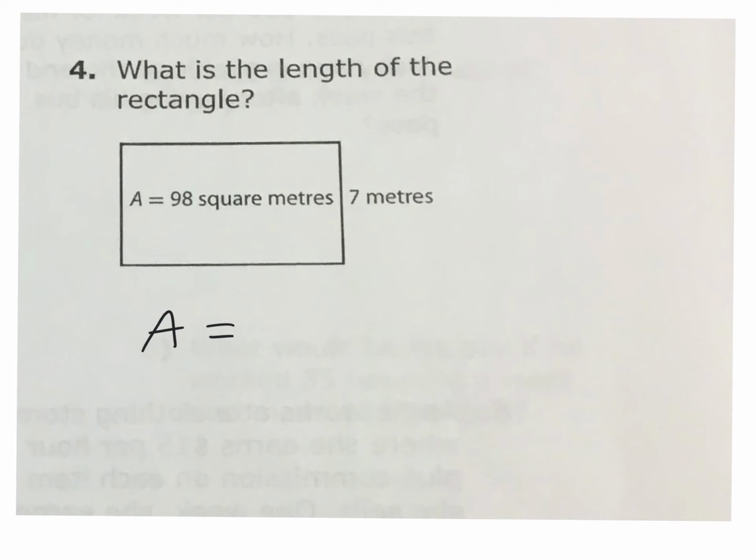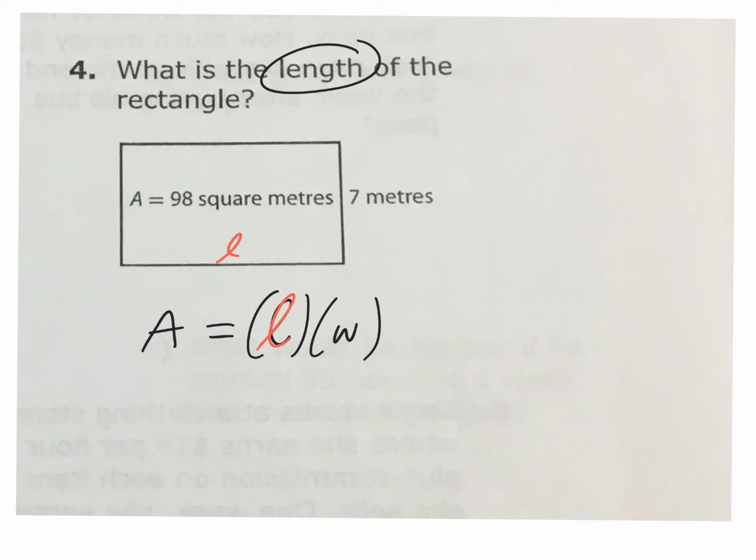What is the area of a rectangle equal to? Length times width. What is the length? What is L? If you know that the width is, what's the width? 7. Do we know the area? Yes. We do. So plug it in and solve it. Figure out L. Replace A with, what's the area? 98.